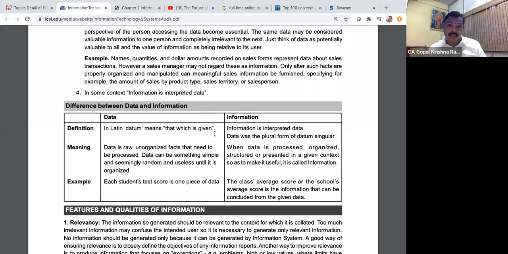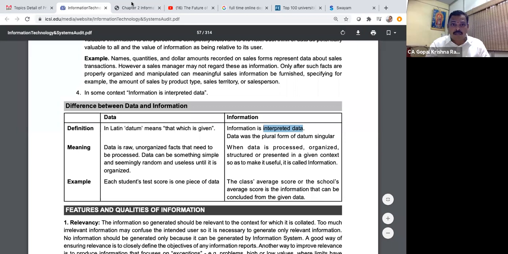So that is information. Data is only numbers. Sometimes you have to have a string of data to know about that particular person. So I need to know date of birth, name, father's name, address, location, geolocation, many things I need. Only a string of data will give me information. So this is called interpreted data.